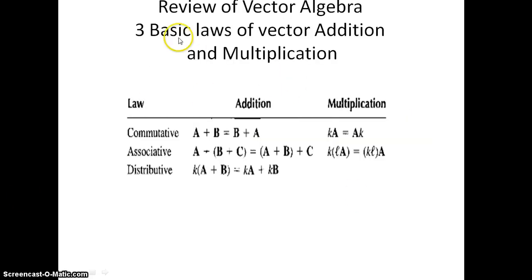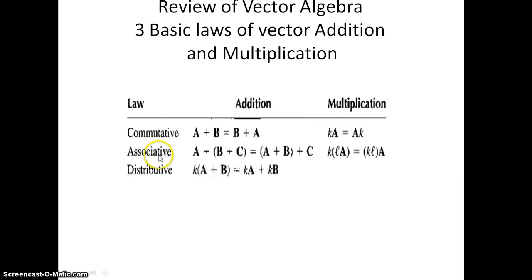So what are the three basic laws of vector addition and multiplication? Considering the three laws: commutative, associative, and distributive. According to the commutative law, A plus B equals B plus A with regard to addition, and with regard to multiplication, K into A, that is vector multiplied by a scalar K, is equal to A into K. So this is commutative law.